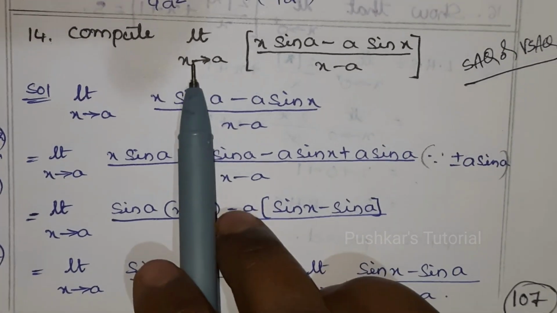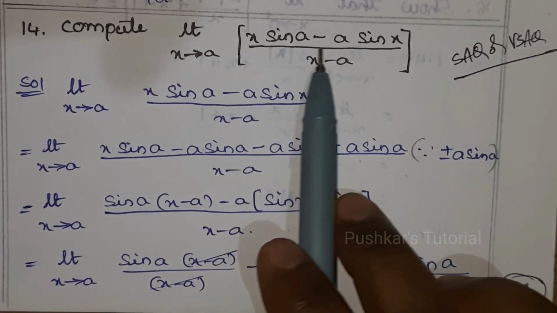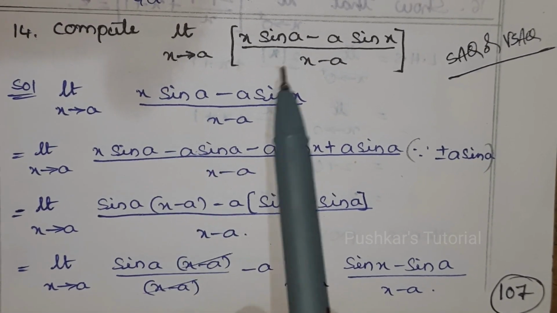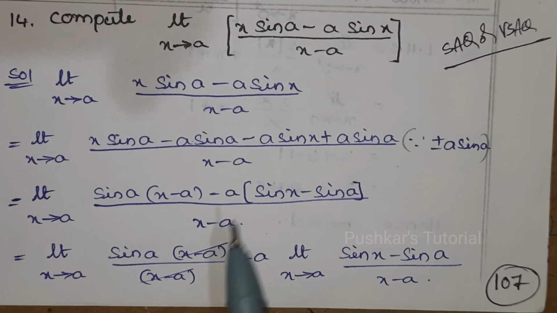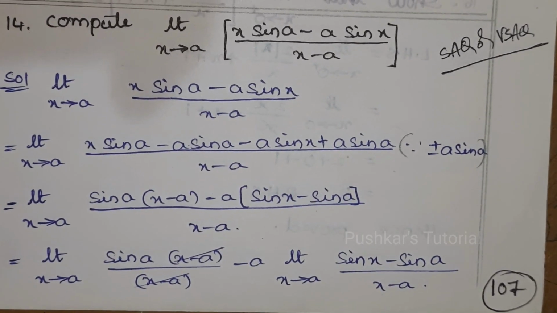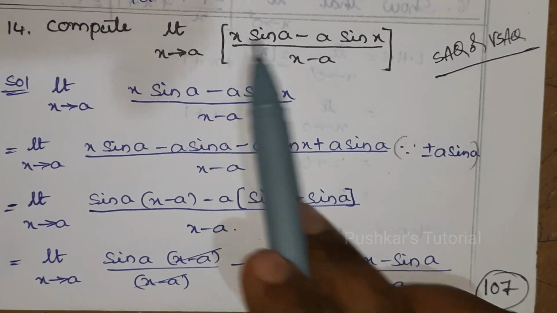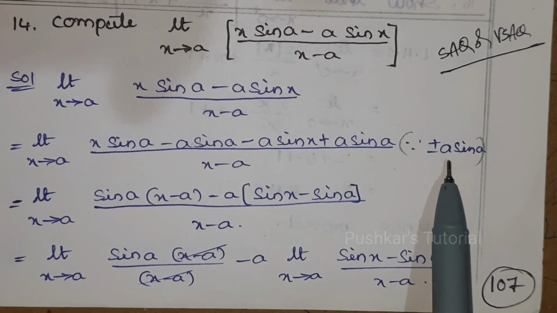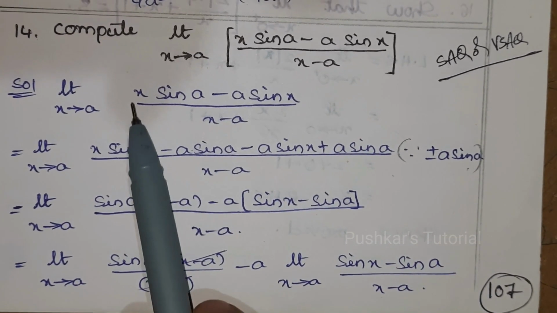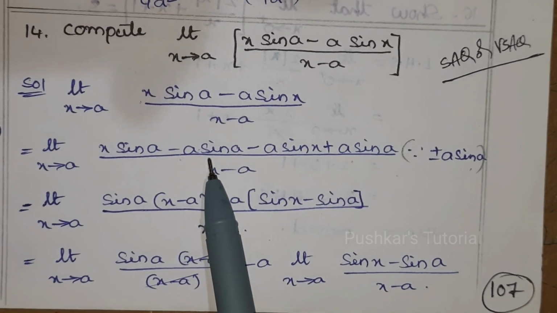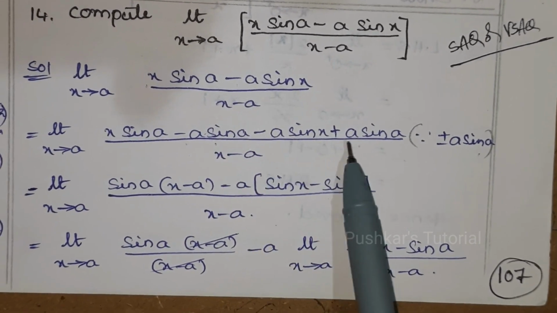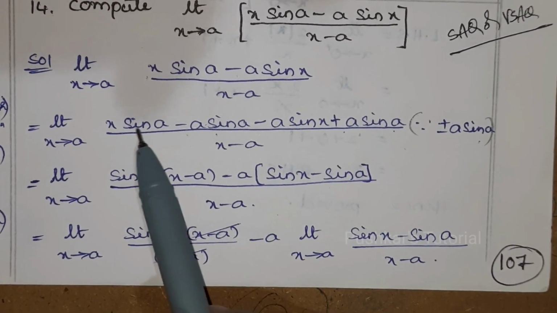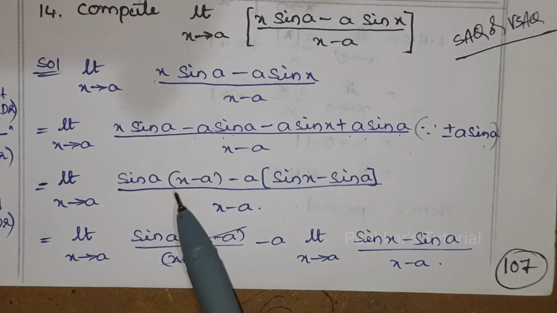Next, compute the limit as x tends to a of (x sin a minus a sin x) by (x minus a). As it is written, the sin C minus sin D formula cannot be applied because of the coefficients x and a. So for this I am adding and subtracting a sin a. First positive: x sin a minus a sin a. Next minus a sin x plus a sin a. Don't cancel. Here we can take sin a common.